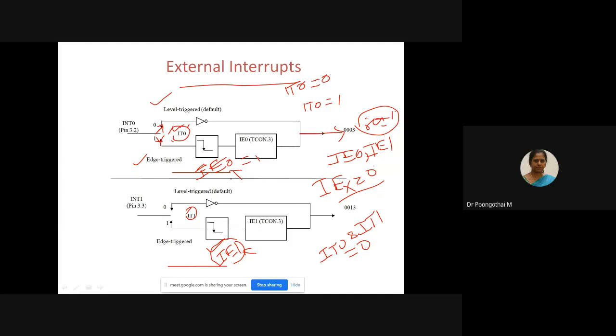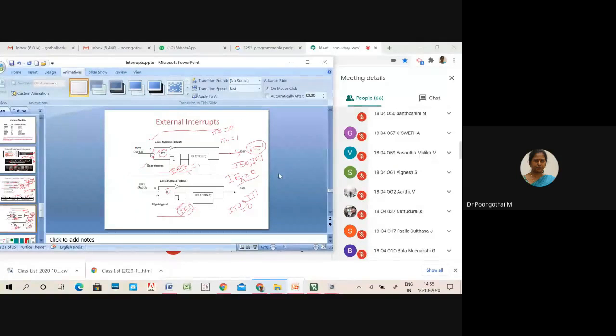Any doubts regarding external interrupts?